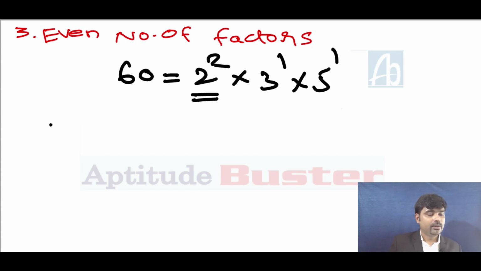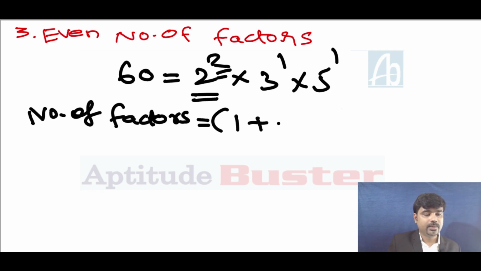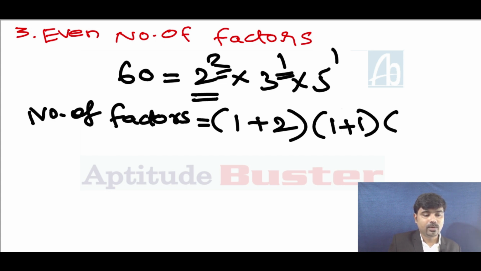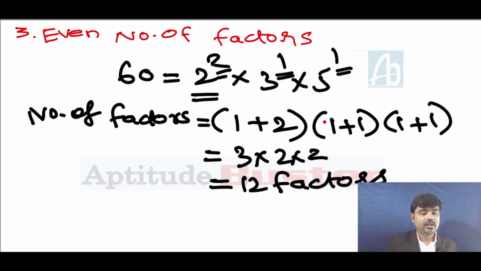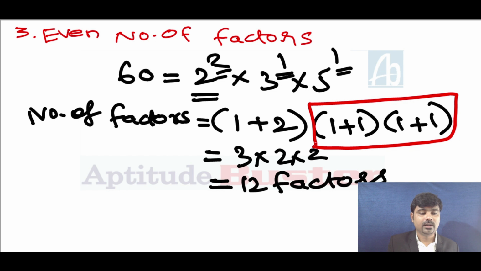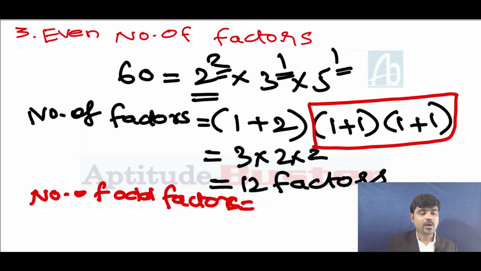First what we have to do is find the total number of factors. 1 plus power of a prime number, into 1 plus power of a prime number, into 1 plus power of a prime number. 3 into 2 into 2. So the total number of factors is 12. How many odd factors are there? Here the total number of odd factors is 4. Here the number of factors is equal to 1 plus 1 into 1 plus 1. So totally 4. How can you find out the even number of factors? It's very simple.